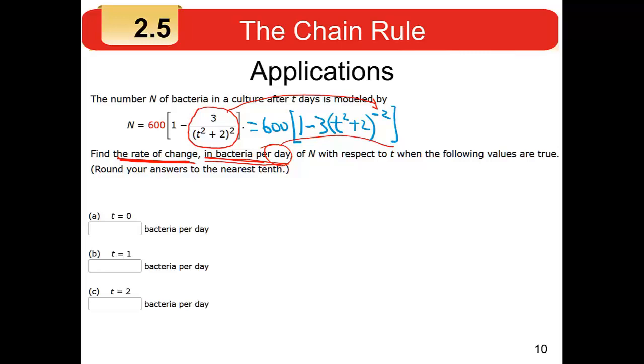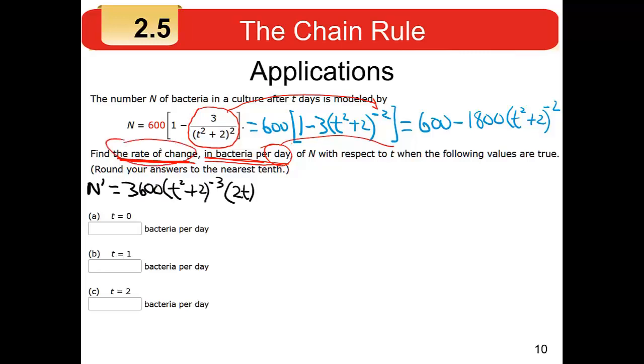And once you rewrite it, you might even want to go ahead and multiply through by that 600 just to get that out of the way. You could just leave the 600 there and take the derivative of the function and multiply after you take the derivative, but I sort of prefer just multiplying it out. But once I get this written out, I know because it said rate of change, I have to take a derivative. Well, the derivative of 600 is 0. That's just a constant.